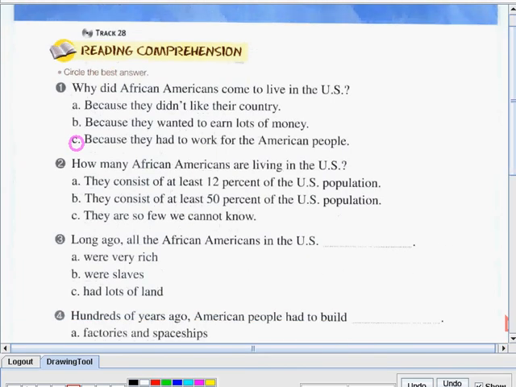Number 2. How many African Americans are living in the U.S.? What do you think is the best answer? The answer is A. They consist of at least 12% of the U.S. population.